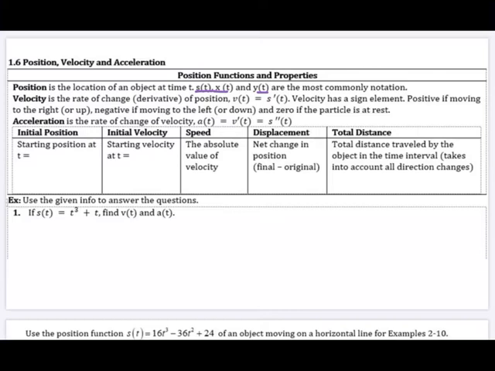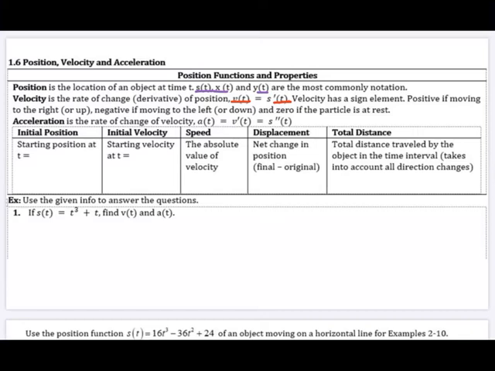So you're going to see velocity represented as v of t, which is basically just taking the first derivative of the position function. Note that velocity has a sign element, meaning if it's positive, it's going to be moving to the right or up, depending on what type of motion, if we're talking about vertical motion or horizontal motion. And it's going to be negative if it's moving left or down, again, depending on what type of motion we're talking about. And then if the velocity is 0, then the particle is not moving at all. So we would say that it is at rest.